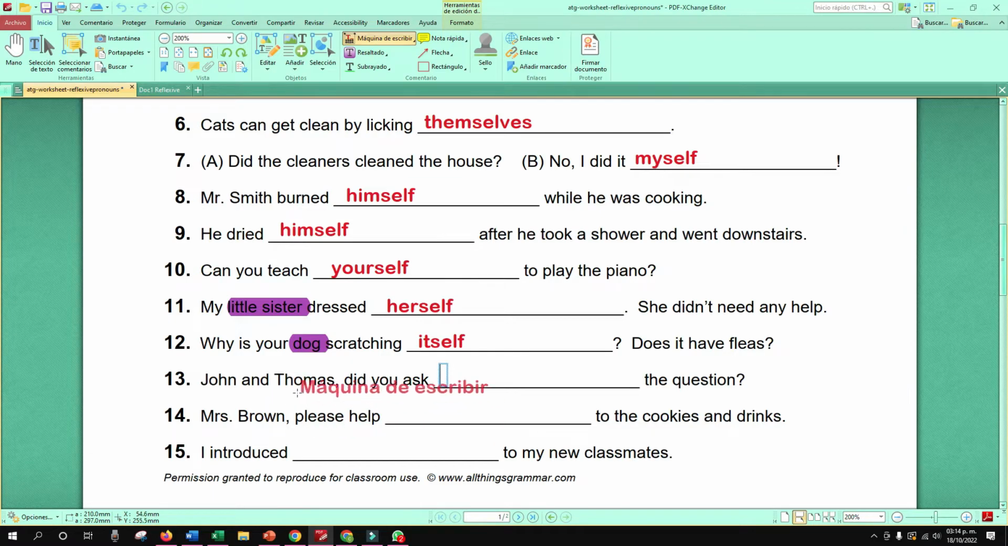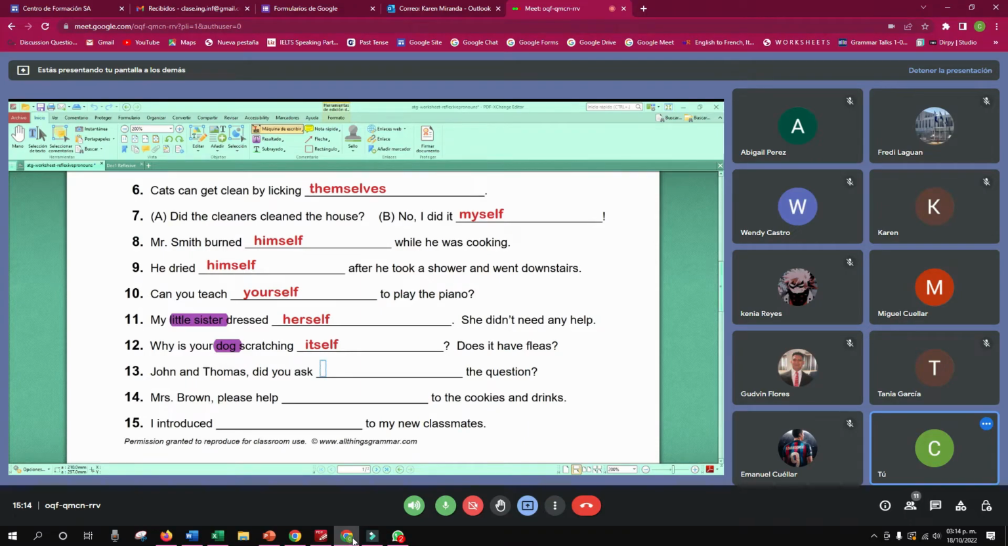Or what about this one? John and Thomas, did you ask the question? What about this one? John and Thomas, 2 people, right? So, did you ask yourself or yourselves, the plural one? Which one, Mr. Cuellar? ¿Sería el plural o el singular en ese caso?